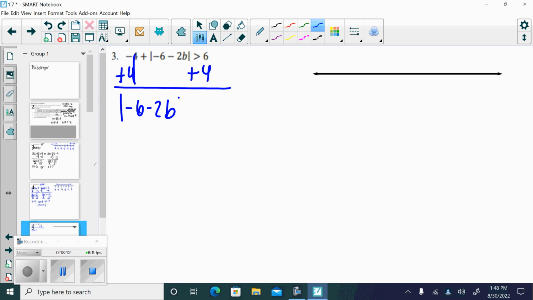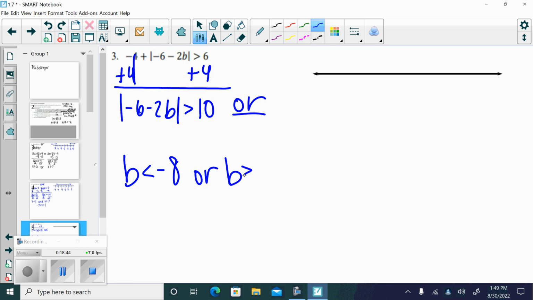Negative 6 minus 2b is greater than, what's 6 plus 4? 10. All right. Because the sign is greater than, is this going to be an or an and inequality? Or. All right. From here, you're going to split it up into 2 separate equations. I'm just going to give you the answer, and you can work it out on your own time. So your answer is b is less than negative 8, or b is greater than 2. So you can work that one out at home. B is less than negative 8, or b is greater than 2.